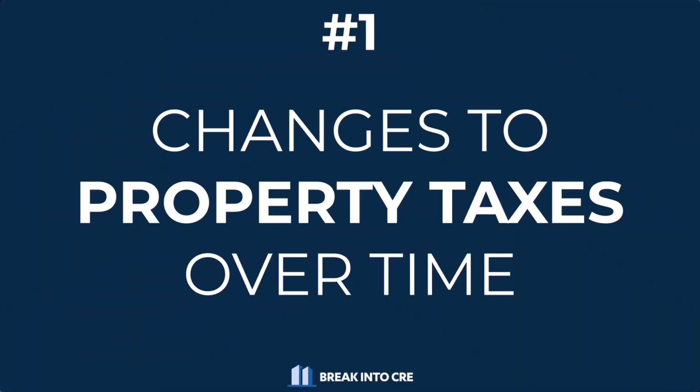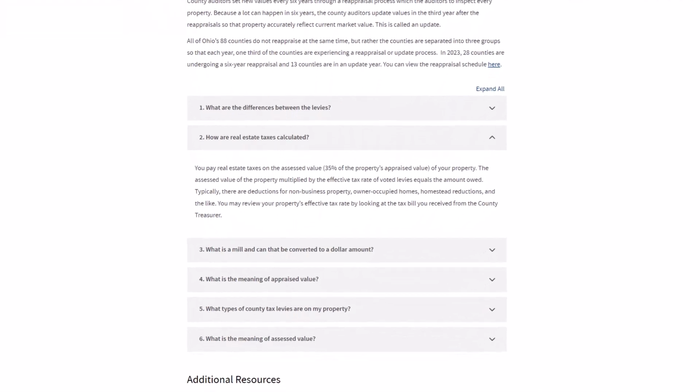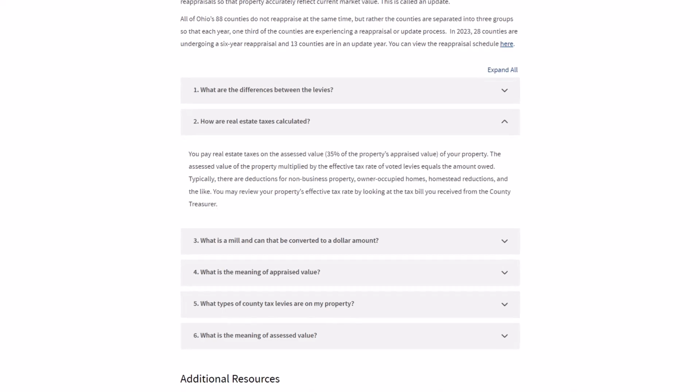So the first thing I want to mention here is on the expense side of the equation, and this is changes to property taxes over time. Property taxes are one of the biggest, if not the biggest, operating expense line item for commercial properties, and on top of how big these payments can be, the rules around these can also be extremely complex depending on where the property is located. In the US, every single state has their own unique rules related to when and how a property is reassessed, and these can vary a lot in different parts of the country.